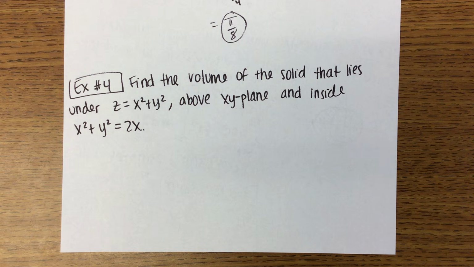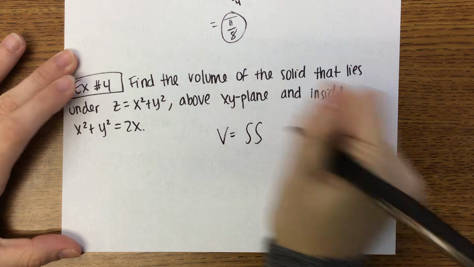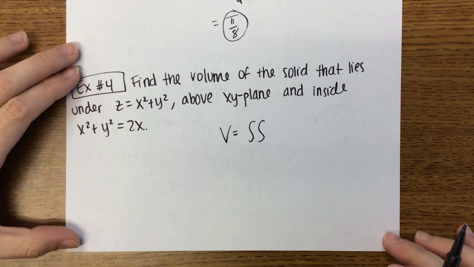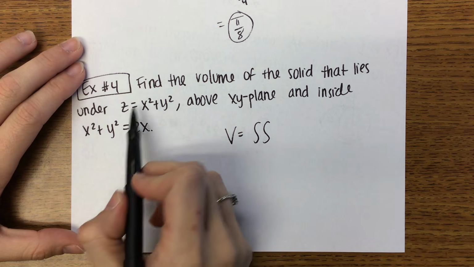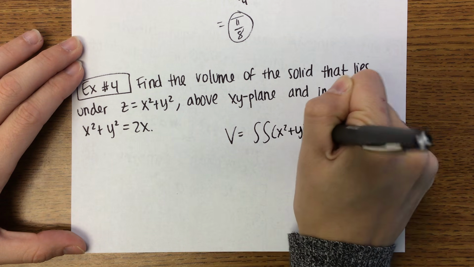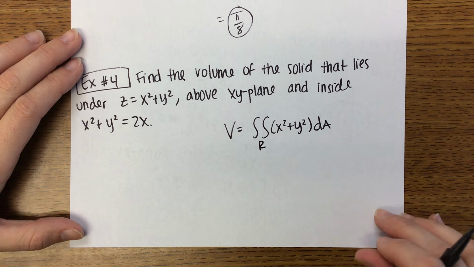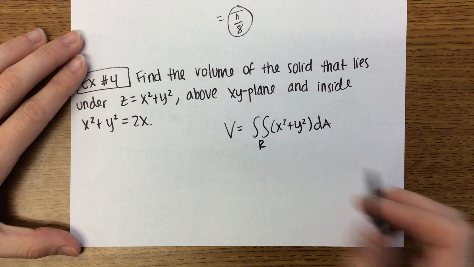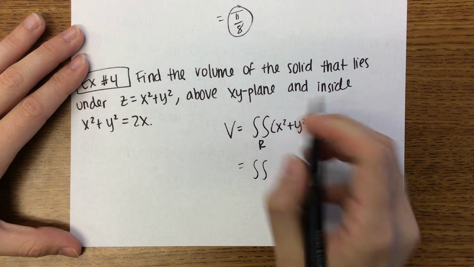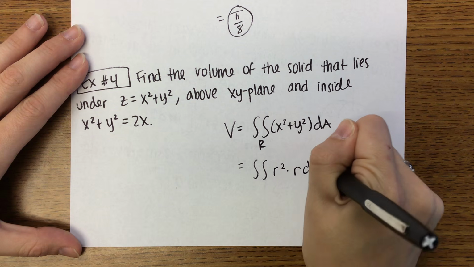Okay. So, volume is going to be the double integral. It's always the upper surface. So in this case, this is our upper surface. So it'll be x squared plus y squared dA over the region R. We continue to see x squared plus y squared, which indicates to us that maybe polar might be best. That x squared plus y squared turns into an r squared. We then have r dr d theta.